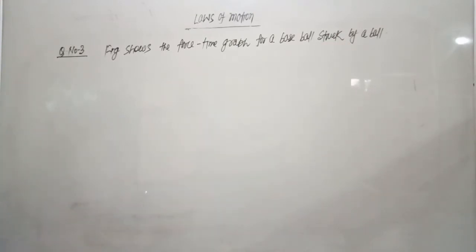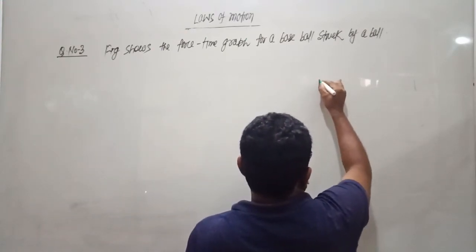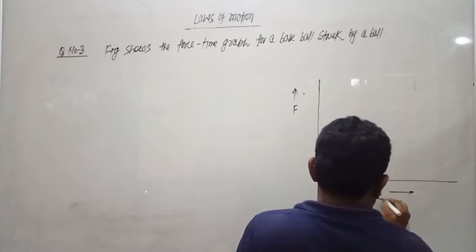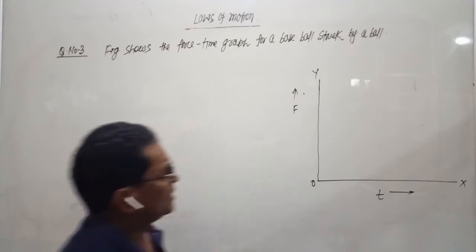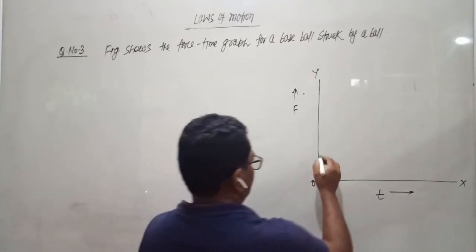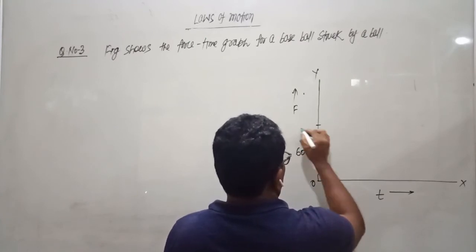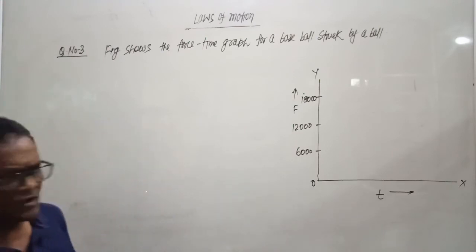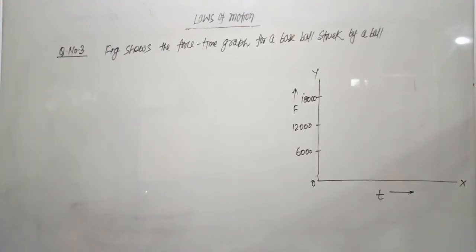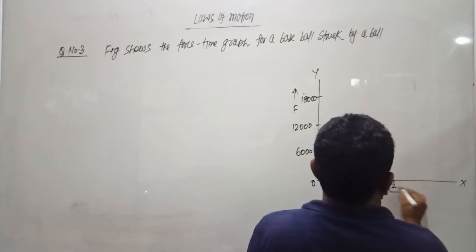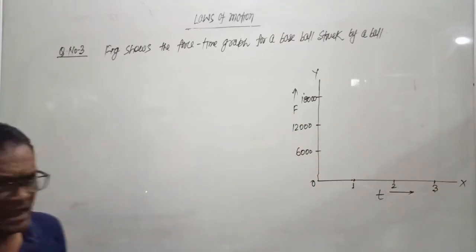The graph is a force-time graph. Force is taken on the y-axis and time is taken on the x-axis. The values of force are 6,000, 12,000 and 18,000, and time is given as 1 second, 2 seconds and 3 seconds.